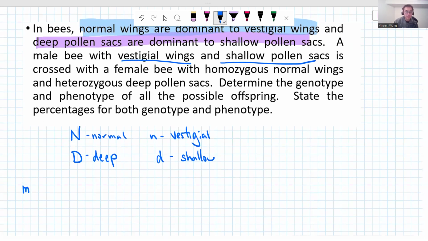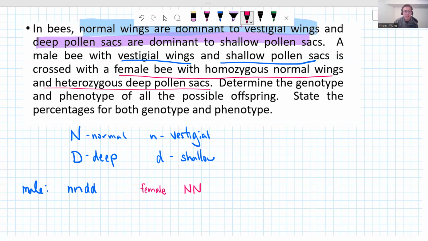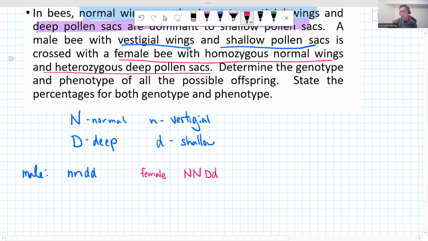Right, so the male has vestigial wings, so little n, and shallow pollen sac, which is little d. And then we have the female with homozygous normal wings and heterozygous deep pollen sac. So for the female, homozygous means the same, so big N, and then heterozygous pollen sac. So far, is that okay?